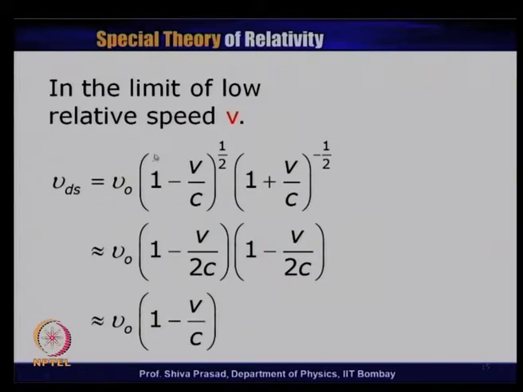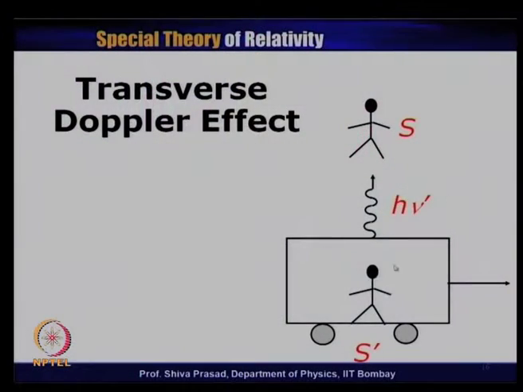Now, there is another type of Doppler effect which does not happen in sound, which is called the transverse Doppler effect, which is purely a relativistic phenomenon. See, remember, in the longitudinal Doppler effect, we assume that the source is here and the train is moving just in the same line. Now, look at the situation which is given in this particular figure.